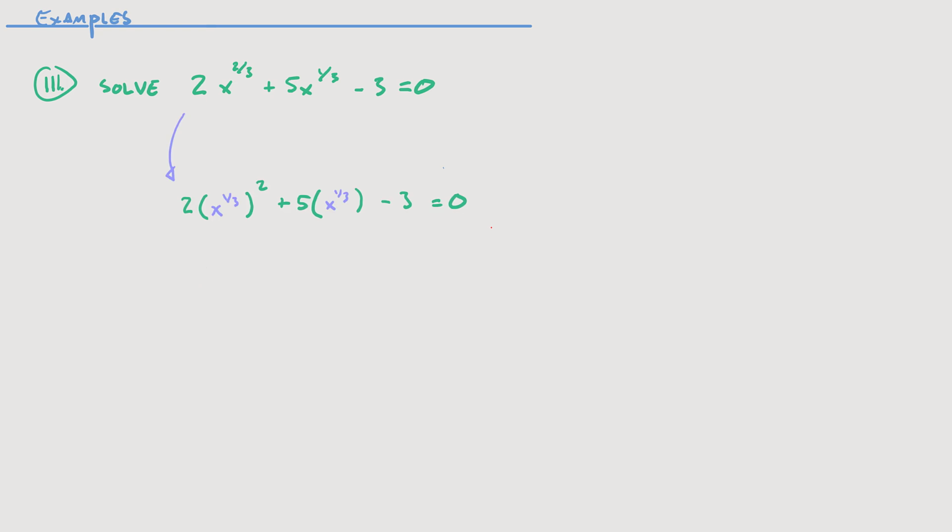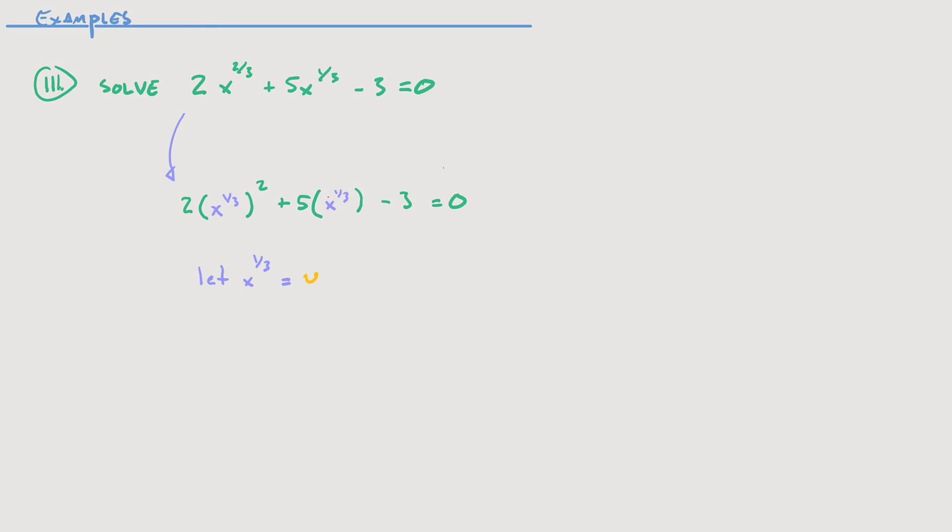Okay, to tackle this one, it almost looks like a polynomial. In fact, if I use some properties of exponents here to rewrite this thing as 2 times the quantity x to the 1/3, and then that's squared, plus 5 times the quantity x to the 1/3 to the first power minus 3 is equal to 0, if I could replace this with something, because it's the same value, they're both x to the 1/3, then actually this would be a polynomial. And that's what we're going to call U substitution.